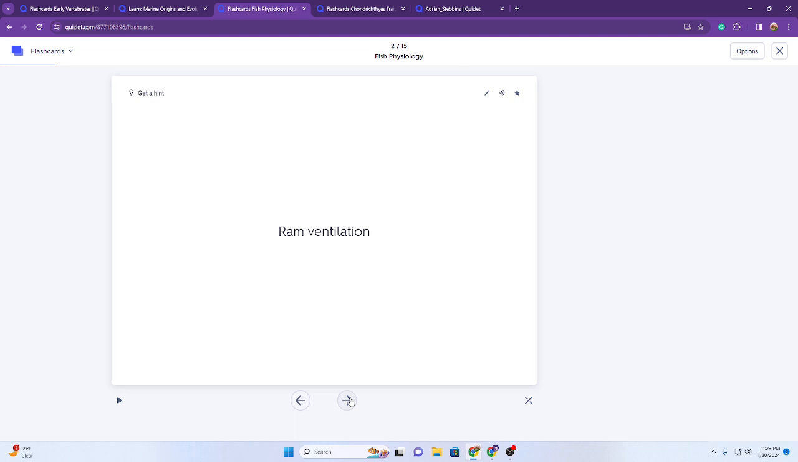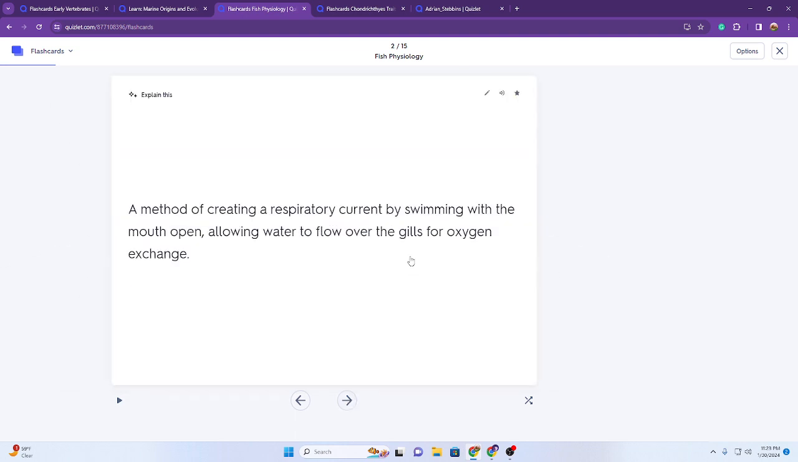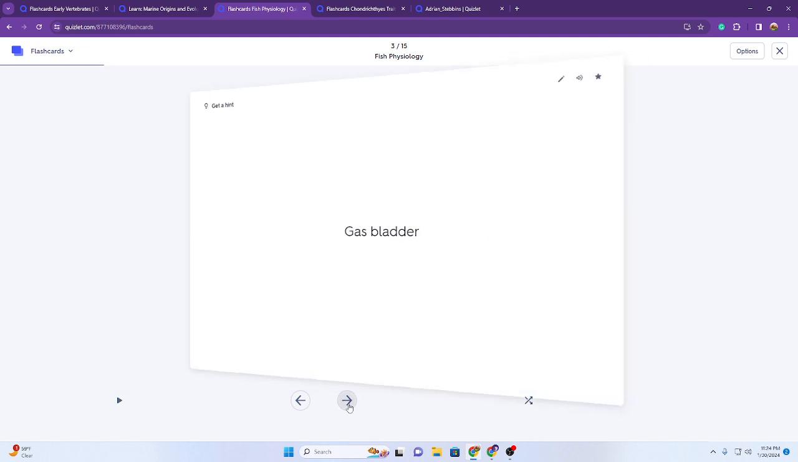Unlike ram ventilation, which is a method of creating a respiratory current by swimming with the mouth open, allowing water to flow over the gills. So that one is what sharks do. They have to keep moving.